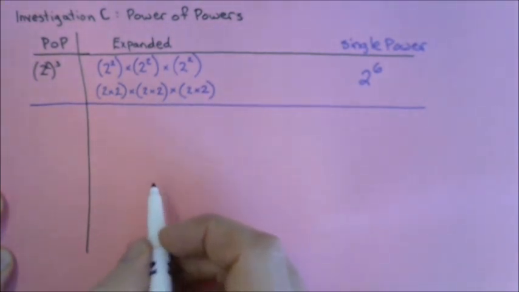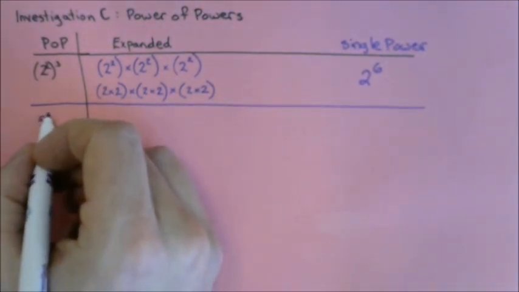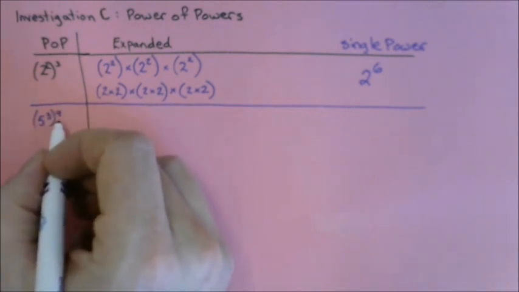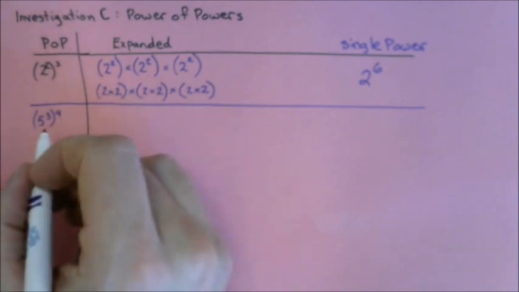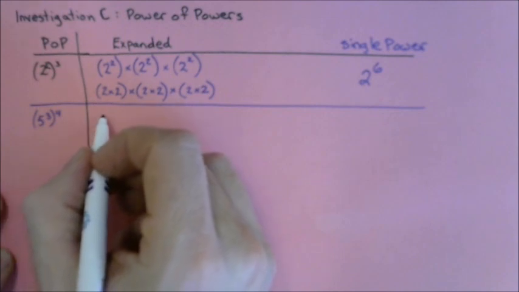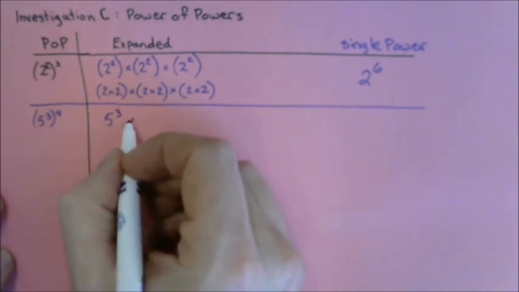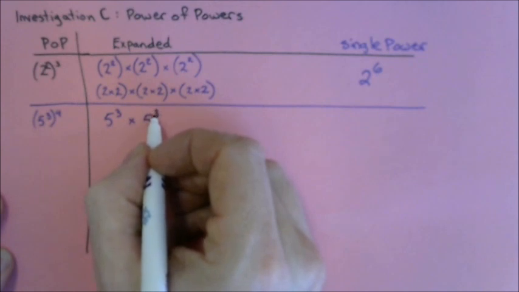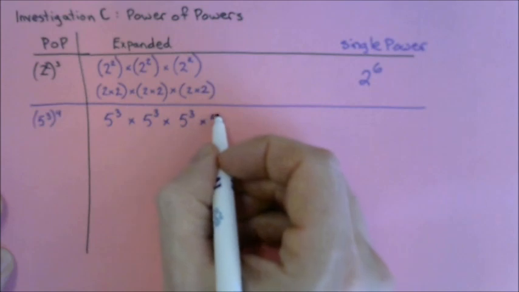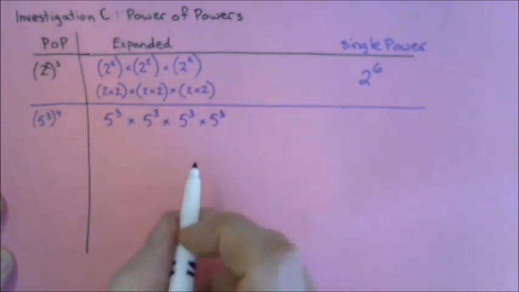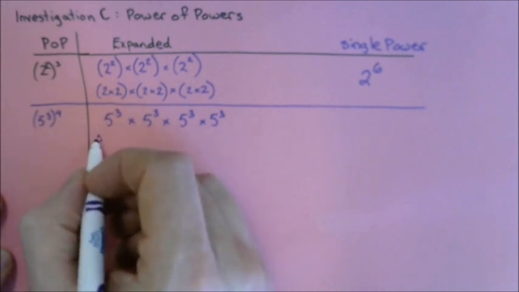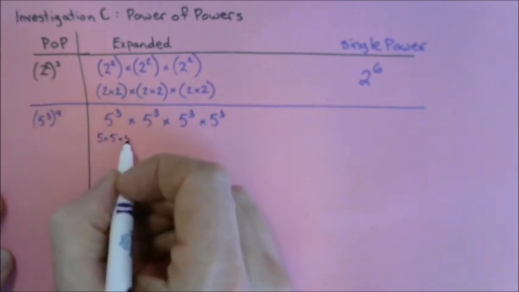The next example that we have is 5 to the power of 3, to the power of 4. Again, a power of powers. So we have a base of 5 to the power of 3 raised to the power of 4. So we have 4 factors of 5 to the power of 3, and this time I'll write it without the brackets. And if we were to expand that, it takes up a bit of space, but we're going to do it. This is 3 factors of 5: 5 times 5 times 5.